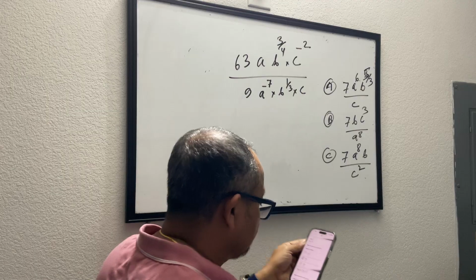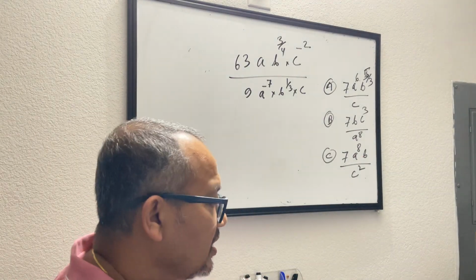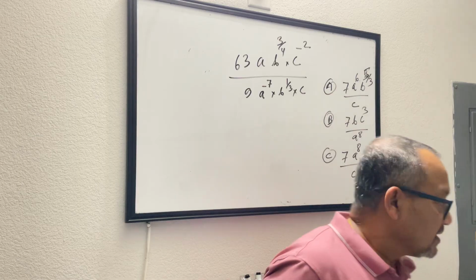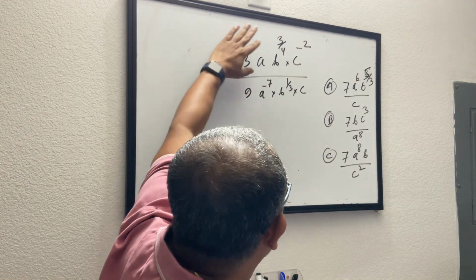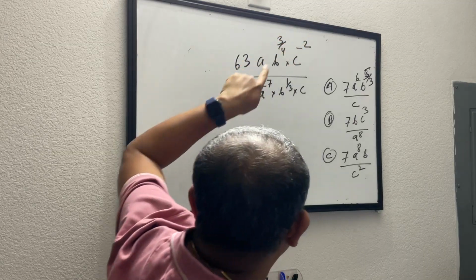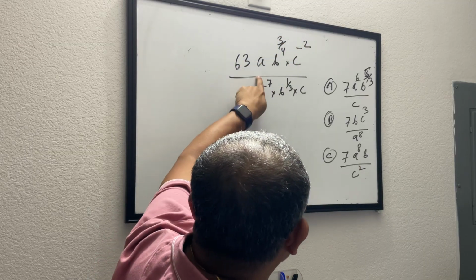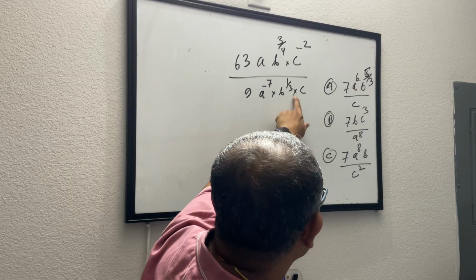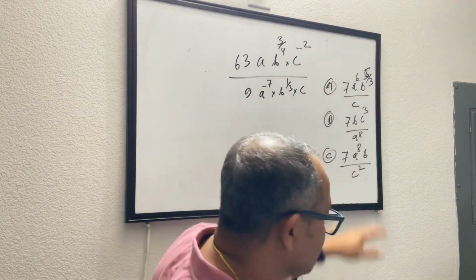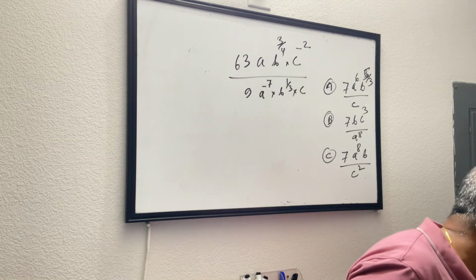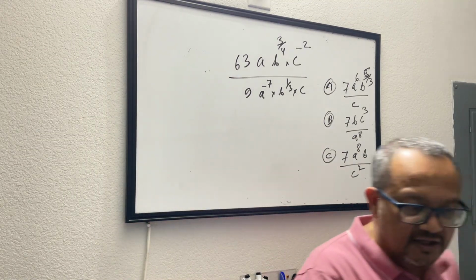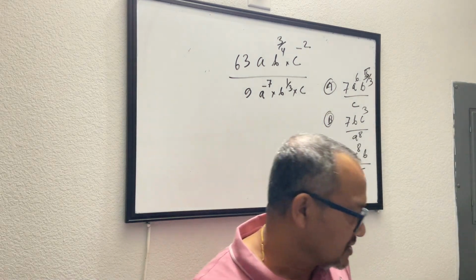And there was one more option which I have not noted down on purpose because I want you guys to still solve it. 63a into b to the power 3 by 4 into c to the power minus 2, divided by 9 into e to the power minus 7 into b to the power 1 by 3 into c. Try simplifying it. These are 3 options that are given. There is one more option that I have not noted down because I want you guys to solve it. And I'll give you guys straight 5 minutes to deal with it.